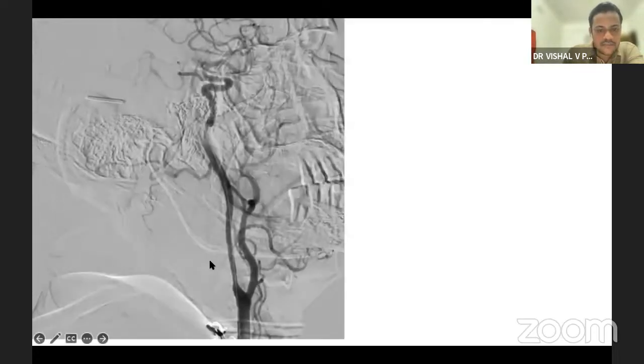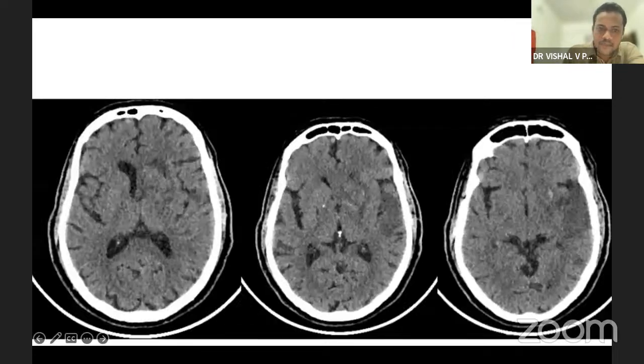And this is the proximal part of the carotid after thrombectomy. There is some residual stenosis, but not so bad. So we left the patient without stenting. And this is the CT after 24 hours. And there is not much bleed.